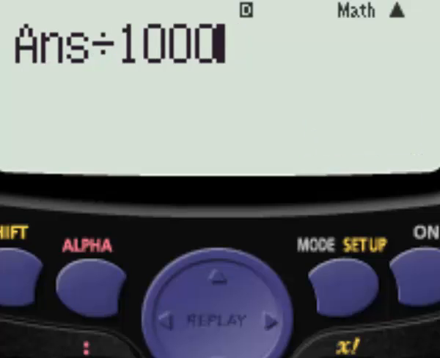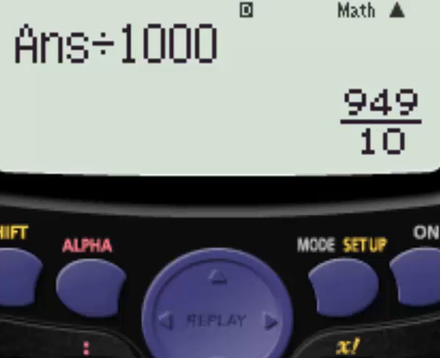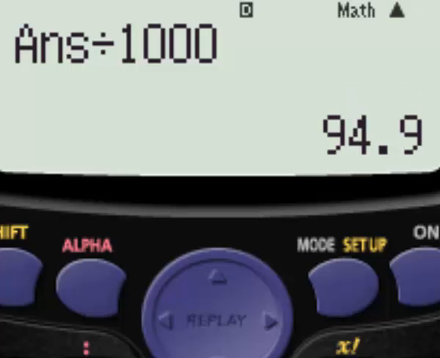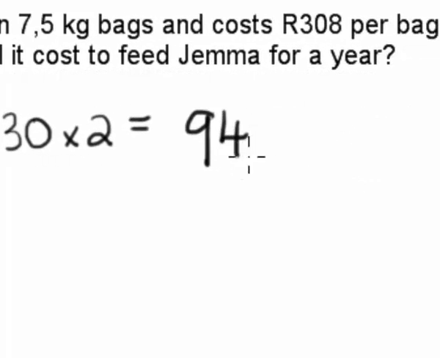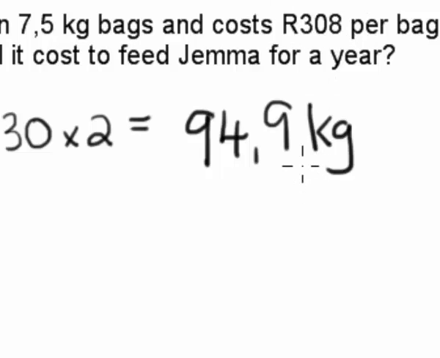Remember, it's 3 jumps if you have a look at what we had. So let's change that into a decimal format so we can see. So it's 94,9 kilograms. So this is going to give us 94,9 kilograms. Now, we need to have a look at this. It tells us that the food comes in 7.5 kilo bags and it costs 308 Rand per bag. So we need to work out how many bags we're going to need.